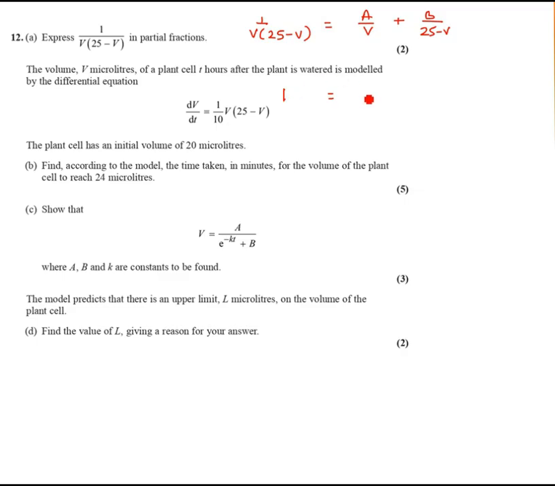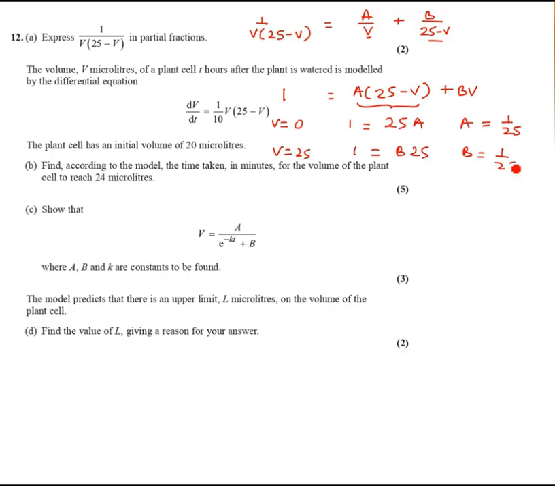So 1 equals a, so this will be multiplied by this, v will be multiplied by 25 minus v, so a will be multiplied by 25 minus v, plus b will be multiplied by v. Okay, and we compare the numerator, so we have the same denominators on both sides, so we just compare the numerators. Now we use substitution here, so if we put v equals 0, then this becomes 1 equals 25a, that means a equals 1 over 25. And if we put v equals 25, then 1 equals, now this becomes 0, then it becomes b times 25, so b is also 1 over 25.